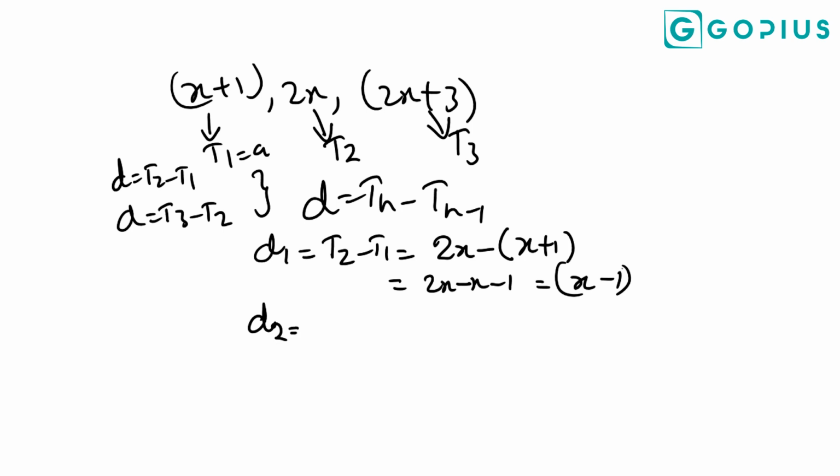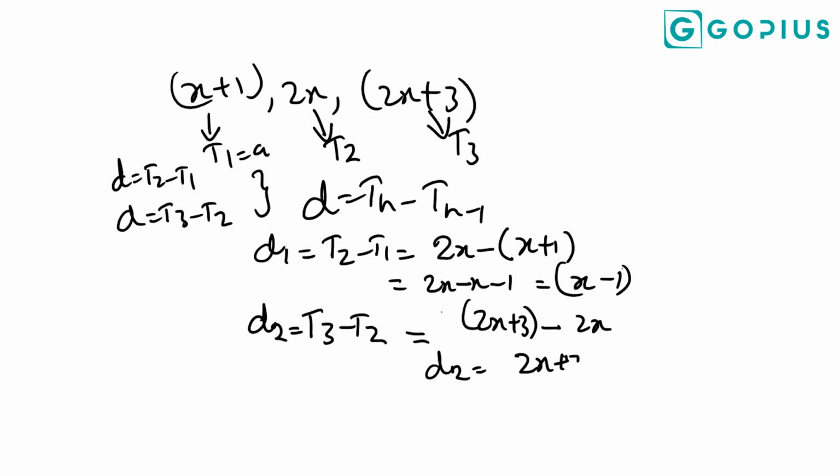Also, another difference can be established as t3 minus t2. The first common difference there is t2 minus t1, which will give us the common difference in terms of x. And the second one is t3 minus t2, which will also give us the common difference in terms of x. Our t3 is actually 2x plus 3, minus our t2, which is 2x. So we have that our d2, the common difference, is equal to 2x plus 3 minus 2x. So 2x minus 2x will go.